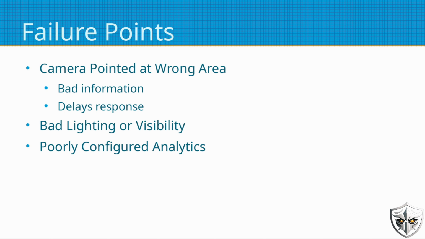Bad lighting, poor visibility, these are huge. People like to use the cheapest thing they can. Often they're going to a big box store like a Costco or a Sam's Club or going to Amazon and buying whatever. If you don't have good visibility, you don't have good cameras, they're not configured correctly, you don't have the correct analytics set up on them, this isn't going to work. You're not going to get the information that you need to help to give you that video verification.